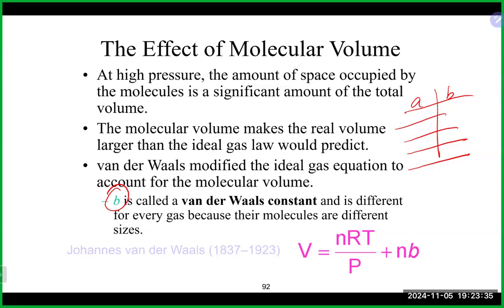Van der Waals, as we'll talk about in the next chapter, did a lot of work with intermolecular forces, how molecules interact with each other. And the correction here to the volume done by van der Waals is nRT over P. This is all the ideal gas stuff still the same. Moles times this van der Waals correction for the volume, which is the B correction.